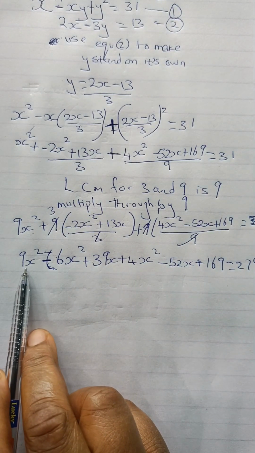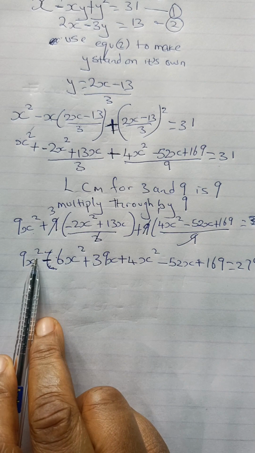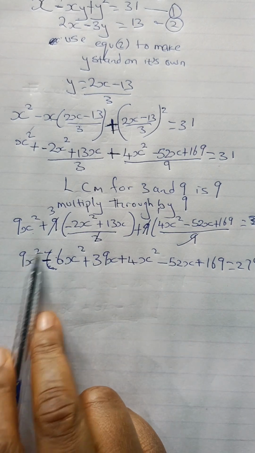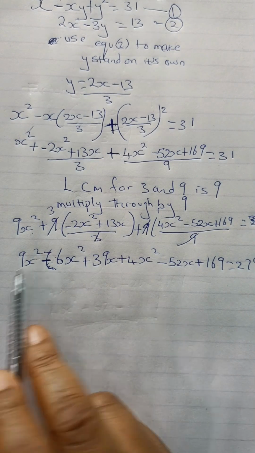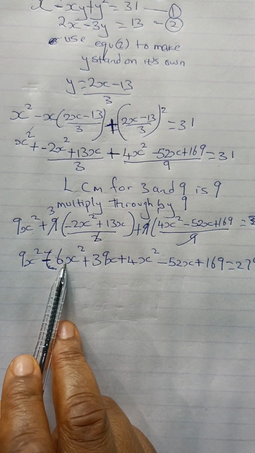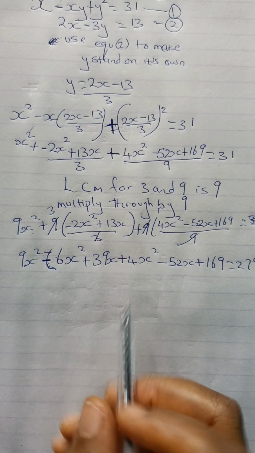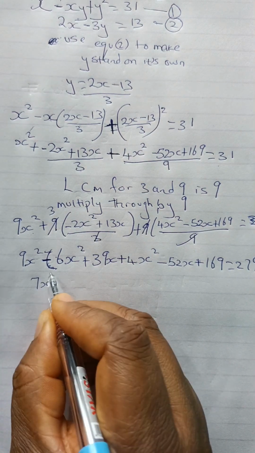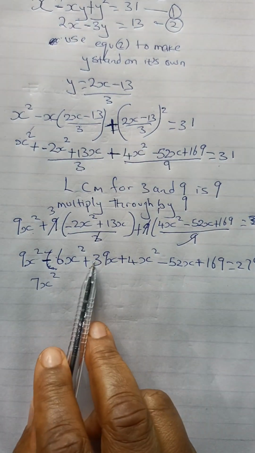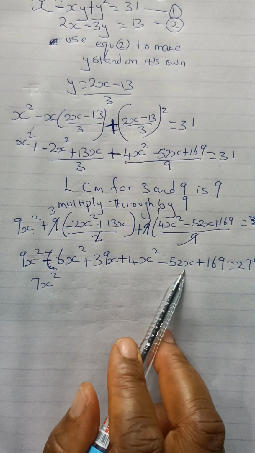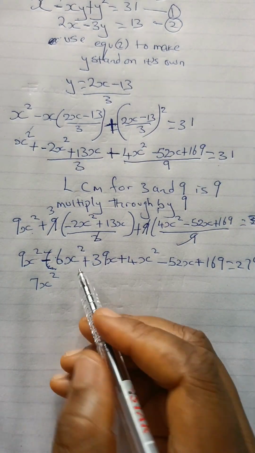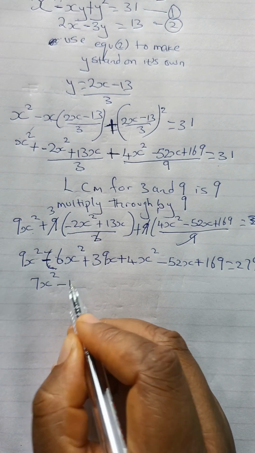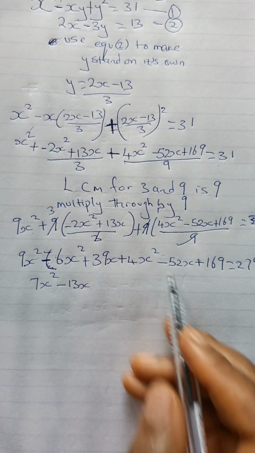So let's do this. Let's arrange it. The squares. 9s squared minus 6s squared plus 4s squared. 9s squared minus 6s squared is 3s squared, plus 4s squared is 7s squared. And then we have the s, just one single s, plus 39 minus 52 will be what? Will be minus 13. Minus 13s.